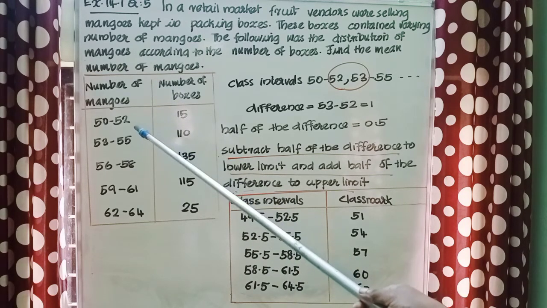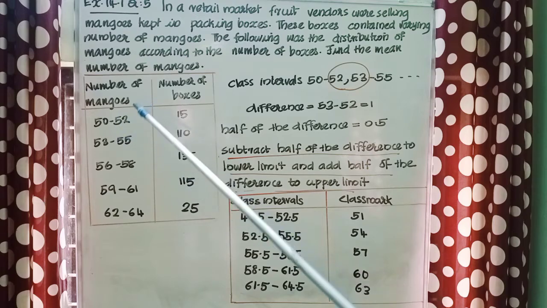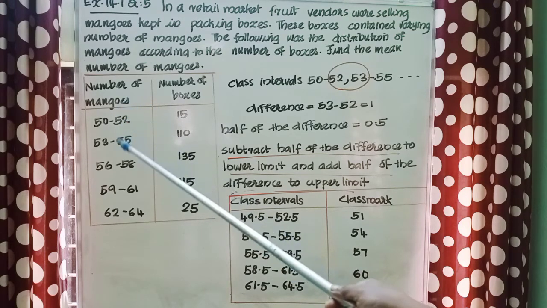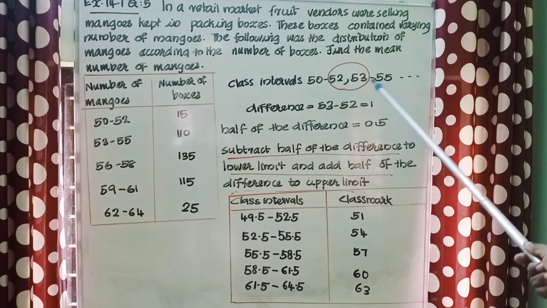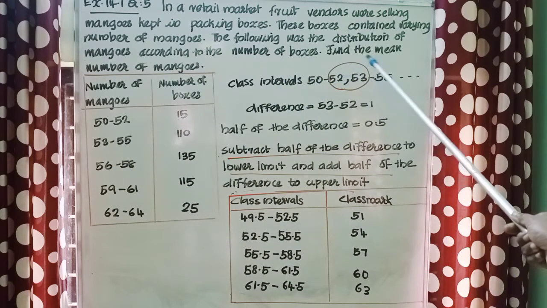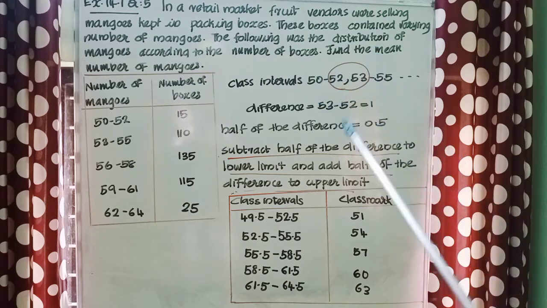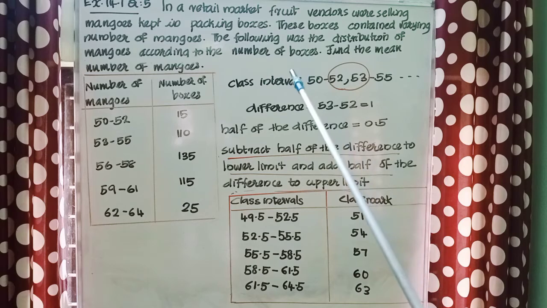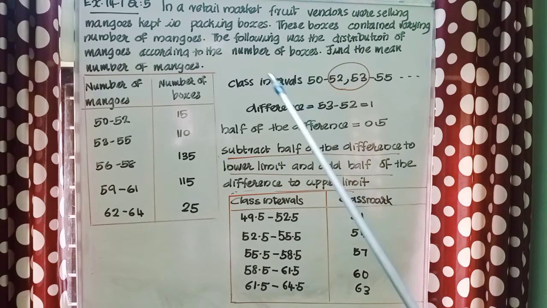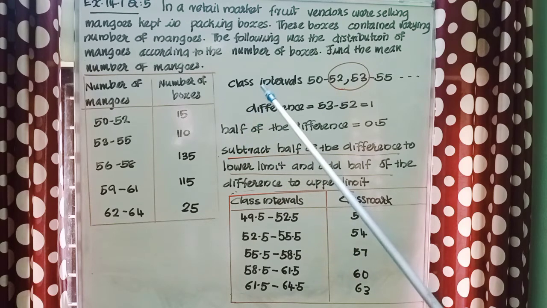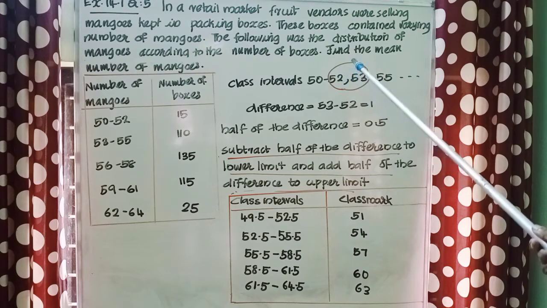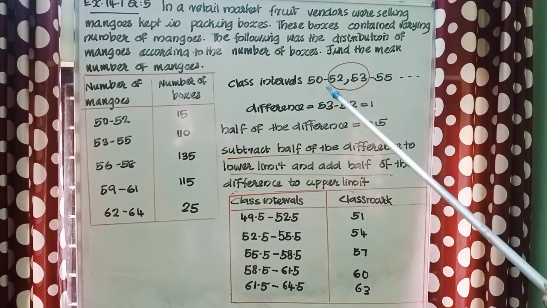Here you see the class intervals 50 to 52, first class interval, then 53 to 55, then 56 to 58. You can see there is a gap between each class interval. That means these class intervals are not continuous. So first let us discuss how we can make class intervals continuous. For that, first you see how much gap is between them.